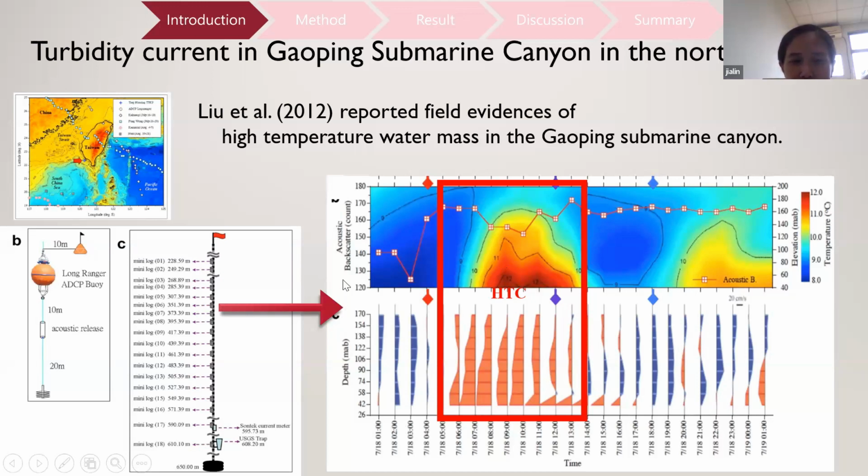And they also have acoustic backscatter, which is sound equipment. So we know if we propagate a sound wave under the sea, it can refract strongly if it meets a particle. So during the typhoon passage, the acoustic backscatter signal increased significantly. So this is the kind of field evidence we have in Gaoping Submarine Canyon.